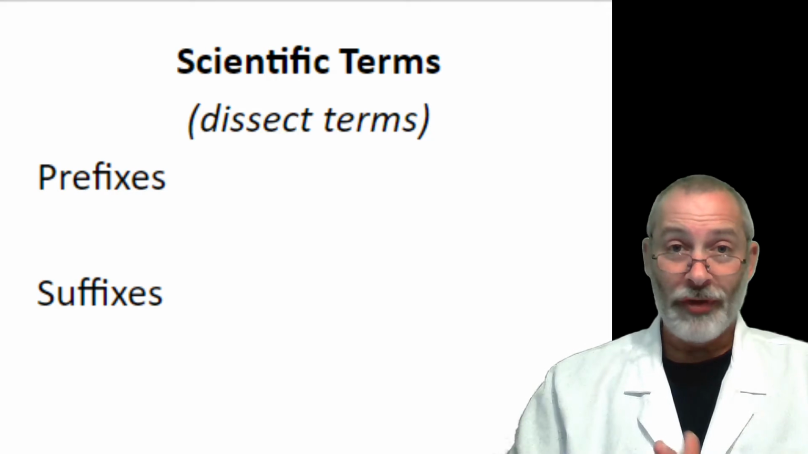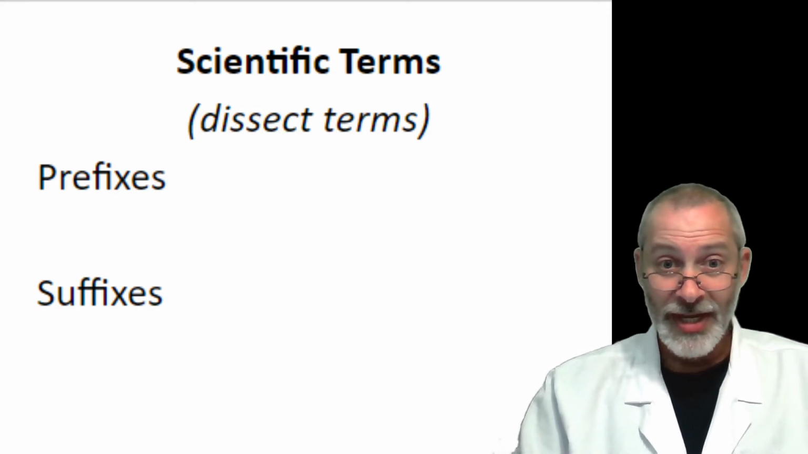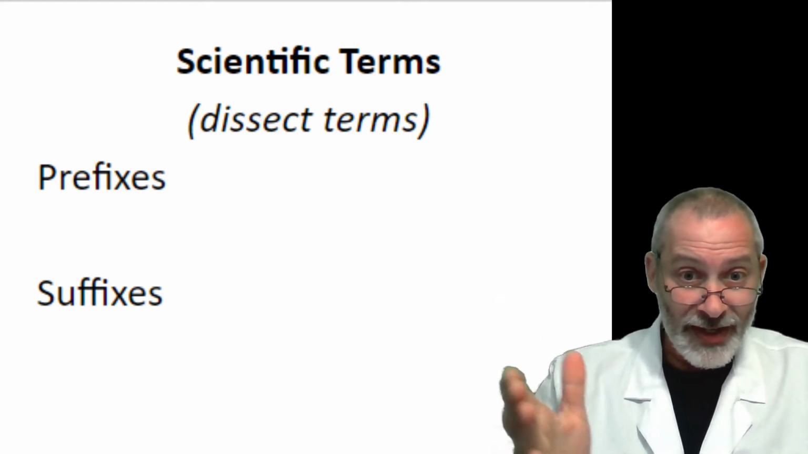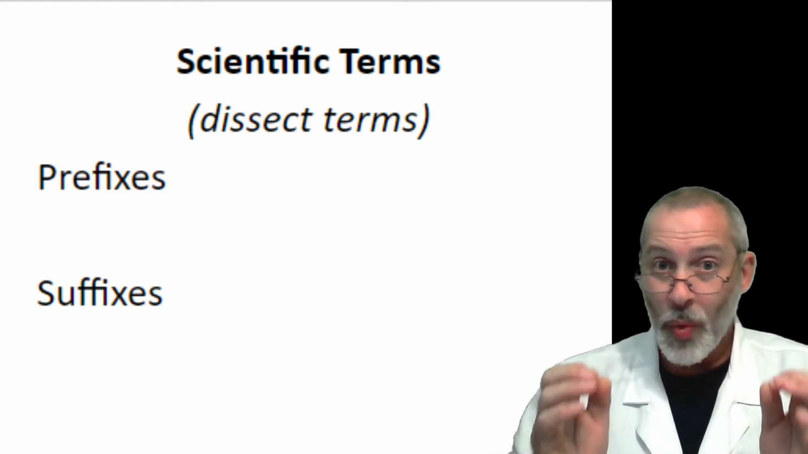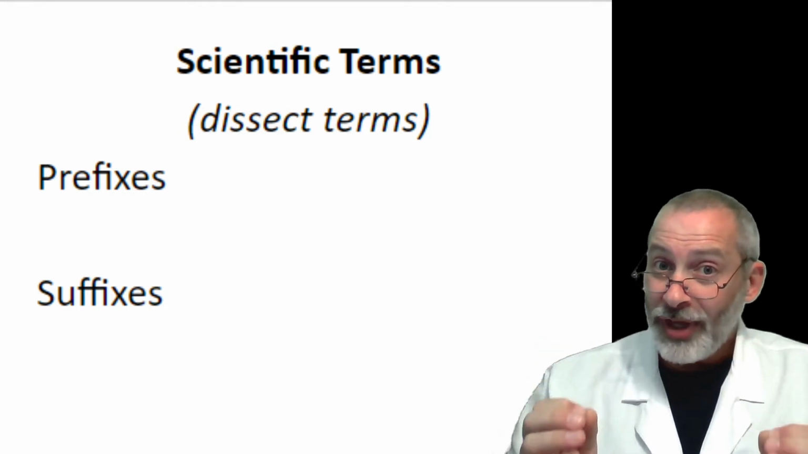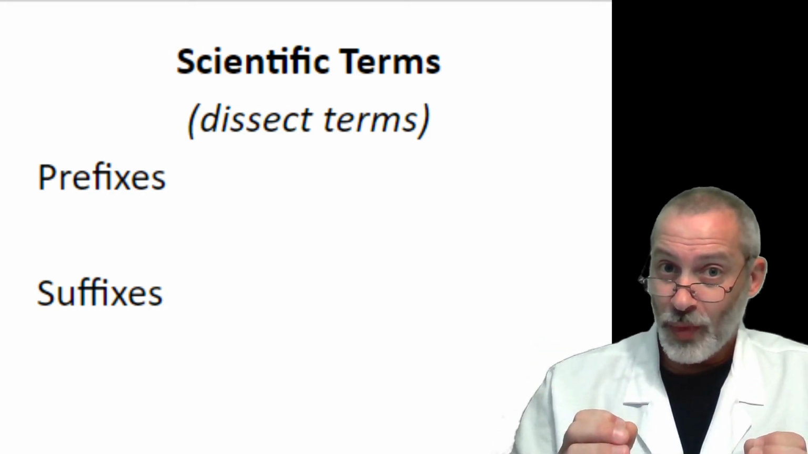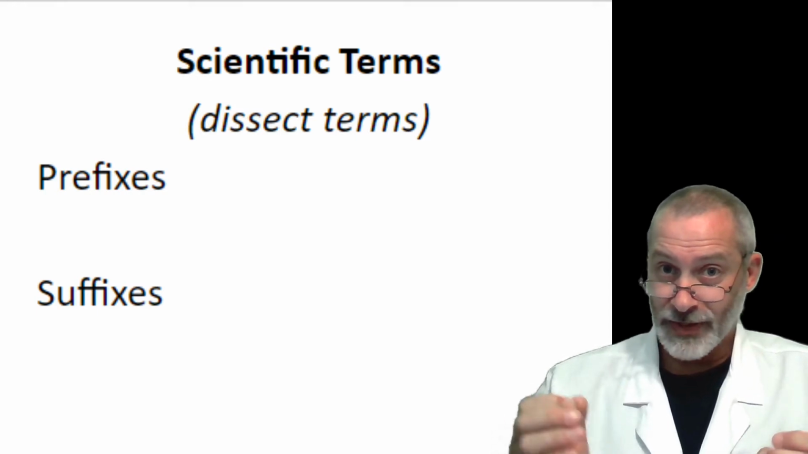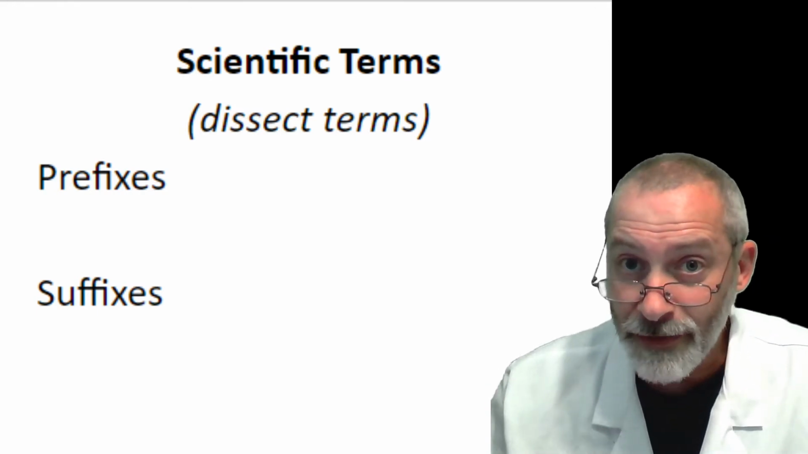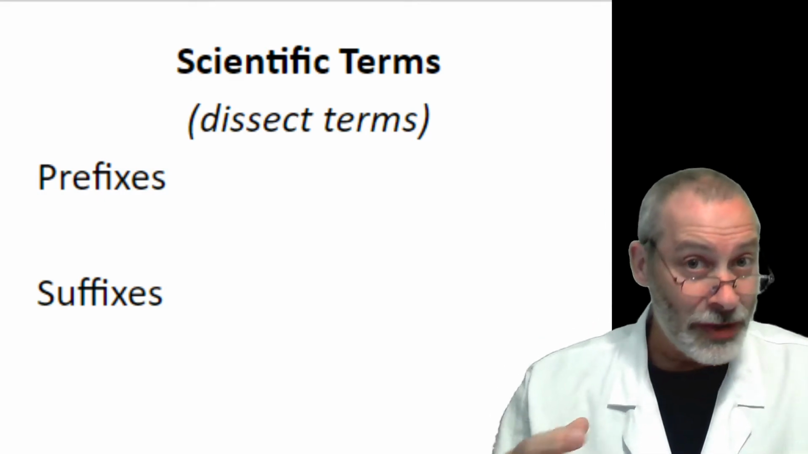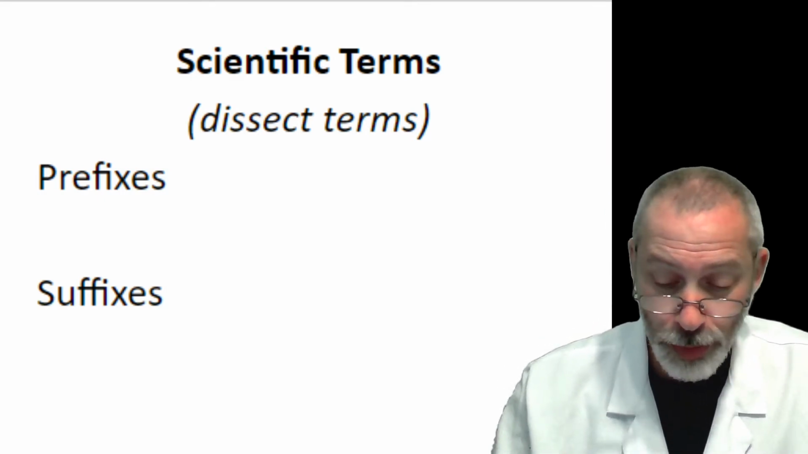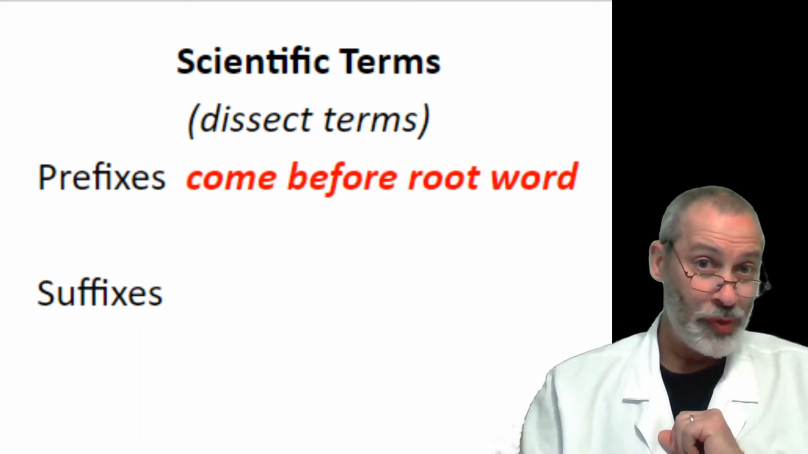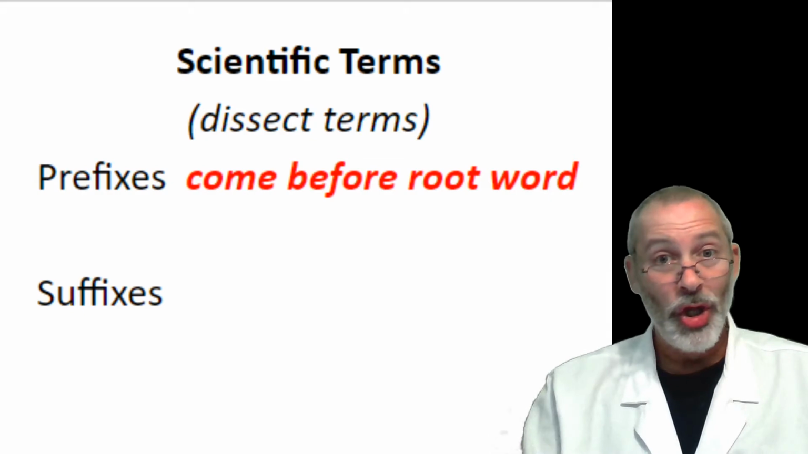I'm sure you've heard in language arts class these terms here, prefixes and suffixes. Do any of you know where a prefix comes? Where does a prefix come? Does it come at the beginning of a word or at the end of a word? Where do prefixes fall? If you said they come before a root word, you are absolutely correct.